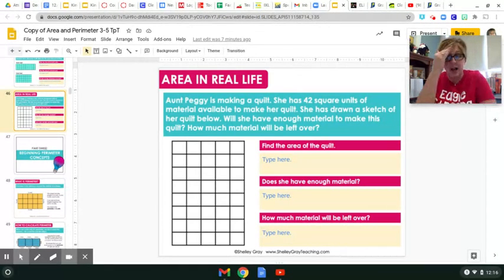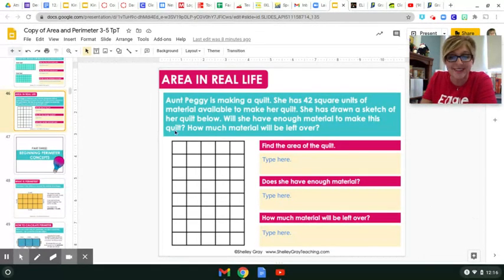So today I'm going to talk to you a little bit about area in real life. We're going to work through this example together. It says Aunt Peggy is making a quilt and she has 42 square units of material available to make her quilt. She has drawn a sketch of her quilt below. Will she have enough material to make this quilt? How much material will be left over?